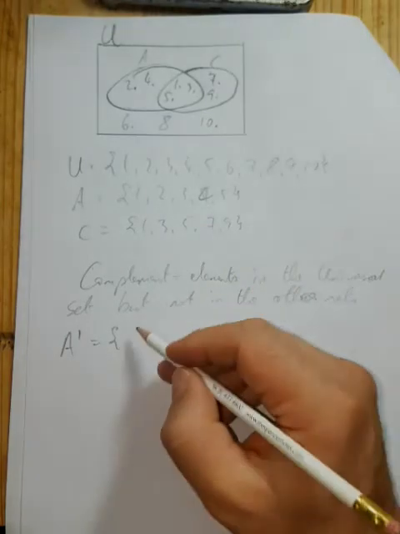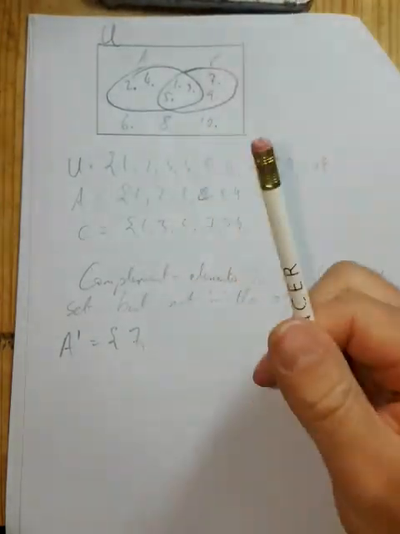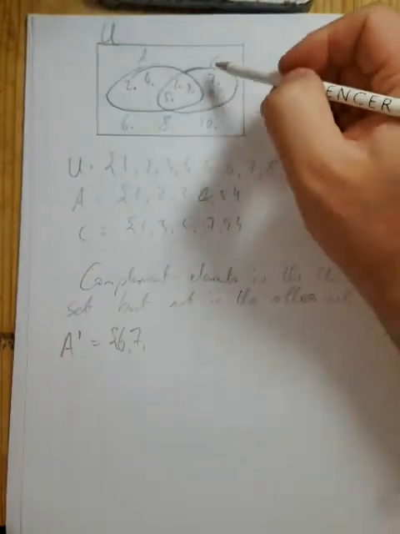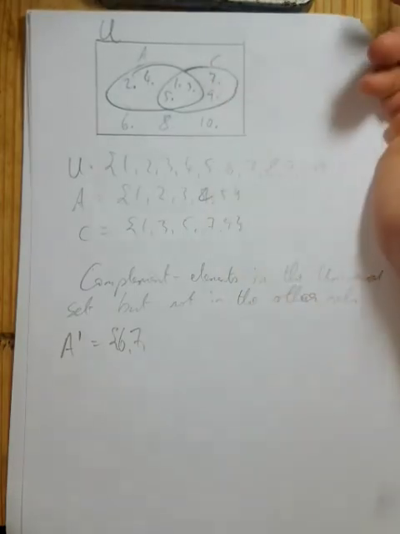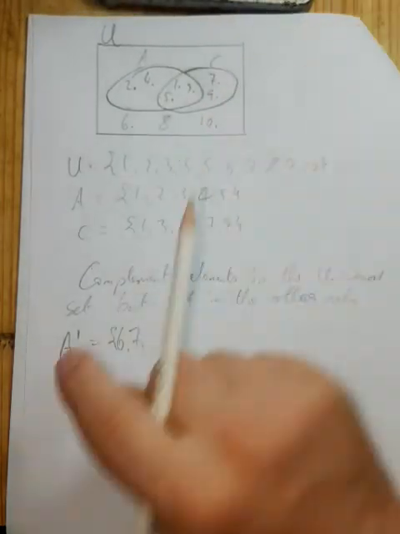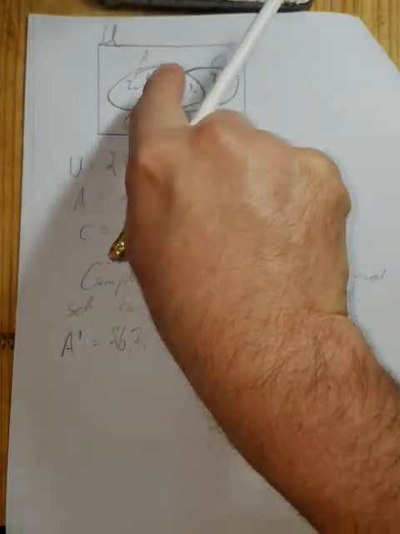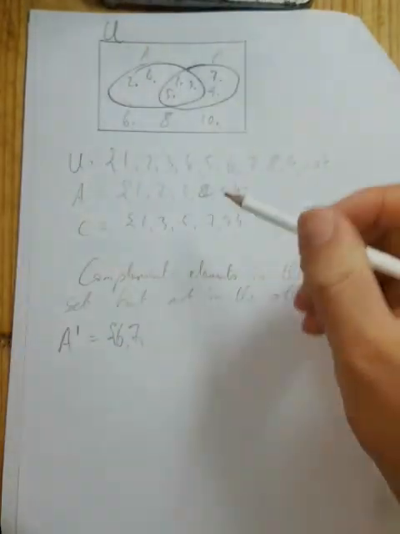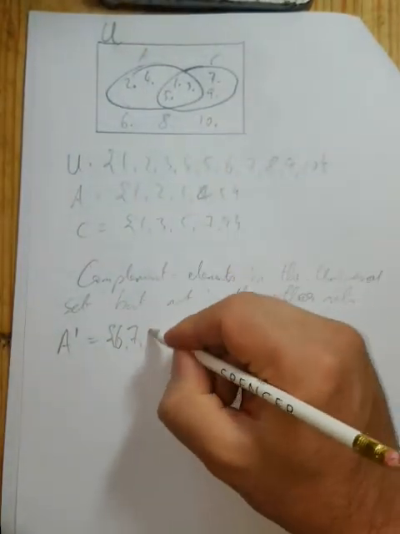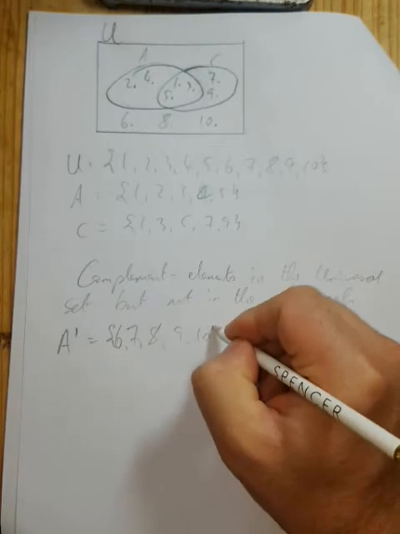So that would be 7. And you might say, but sir, 7's in C. Yeah, but it's not in A. I don't care that it's also in C. I said A complement, so I want the stuff that's in the rectangle but not in the circle A. So 6, 7, 8, 9, and 10.